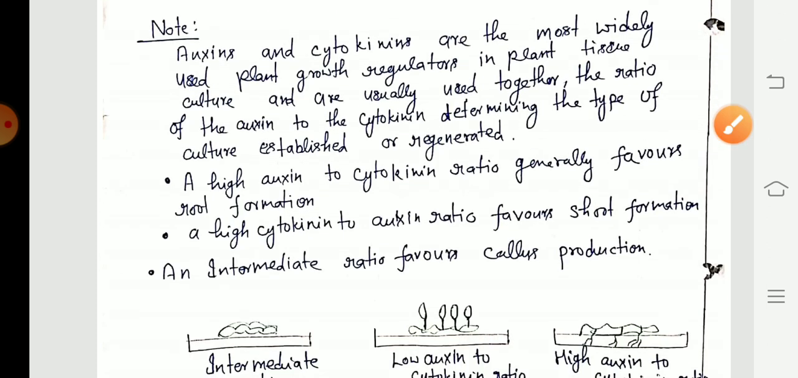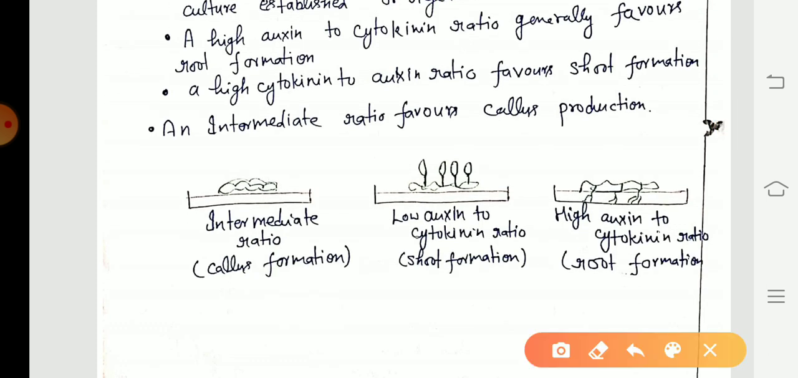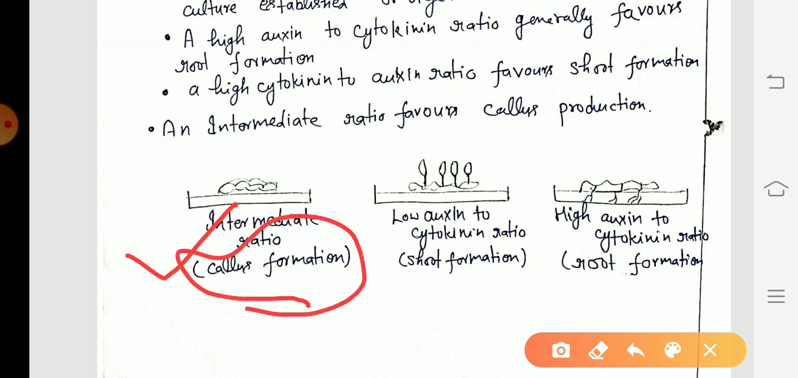Next, these are some points that I have taken. During the tissue culturing process, we take the ratio of auxin and cytokinin, and different ratios favor different structures in the tissue culture. I'll discuss that now. When we take an intermediate ratio of auxin and cytokinin in the plant system, callus is formed.